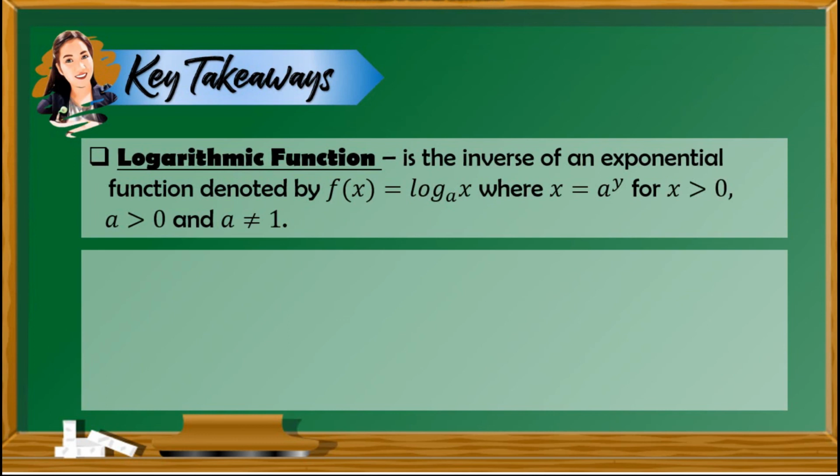First, when we say logarithmic function, it is the inverse of an exponential function, and the logarithmic function is denoted by f of x is equal to the logarithm of x with base a, which can be changed to exponential form as x is equal to a raised to y, where x is greater than 0, a is greater than 0, and not equal to 1.